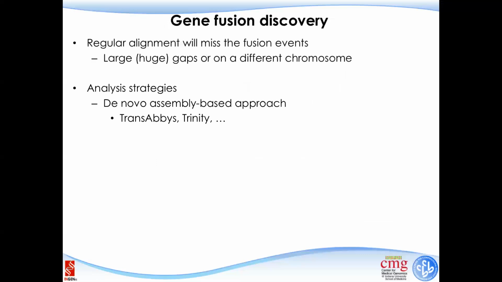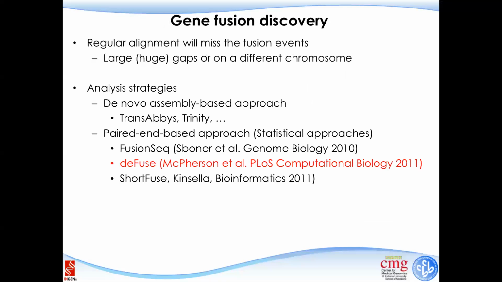Regular alignment will definitely miss the fusion events because we assume the reference genome is correct, but large gaps on a different chromosome cannot be identified by regular alignment. But there are some other analysis strategies. First, de novo assembly can help. We can do de novo assembly to cover some possible gene fusions, and after we get the assembled contigs, we can map them and check whether each mapped contig is a gene fusion or not.